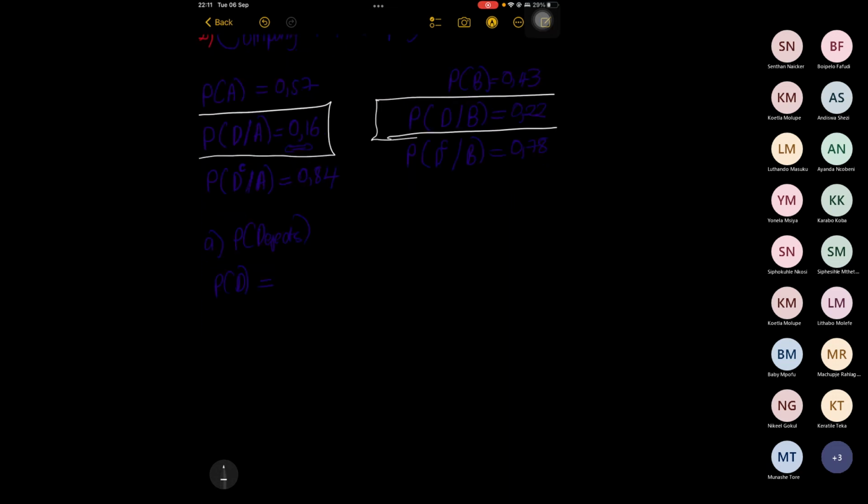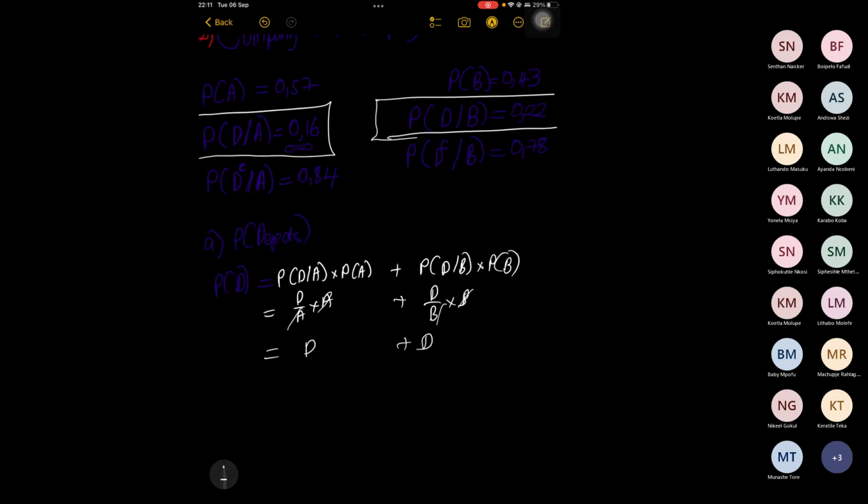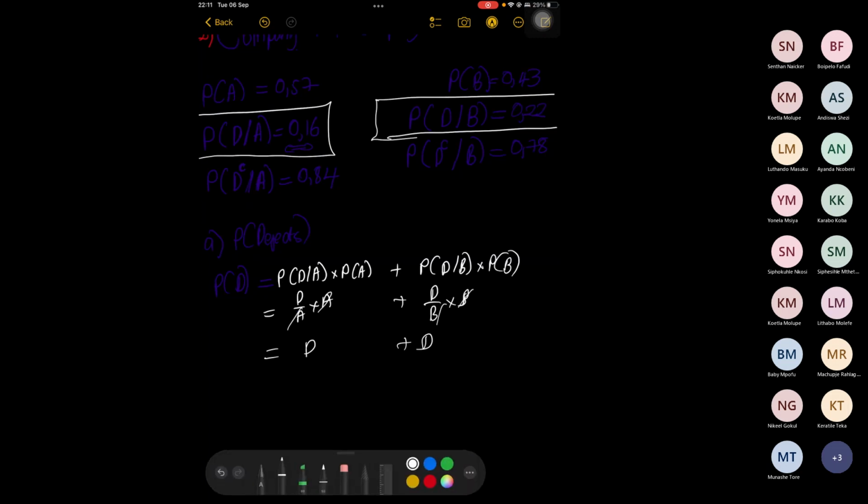As we did earlier, it's the probability of defective given A times the probability of A, plus the probability of defective given B times the probability of B. I'll explain this once more using the regular approach: D over A times A plus D over B times B. Then you come up with D plus D, because the A and B cancel out. Then you're done.